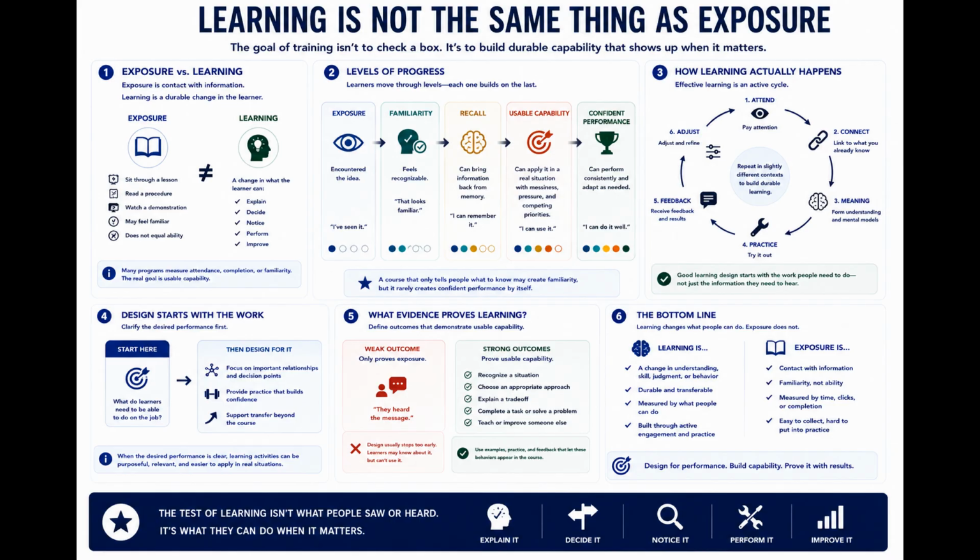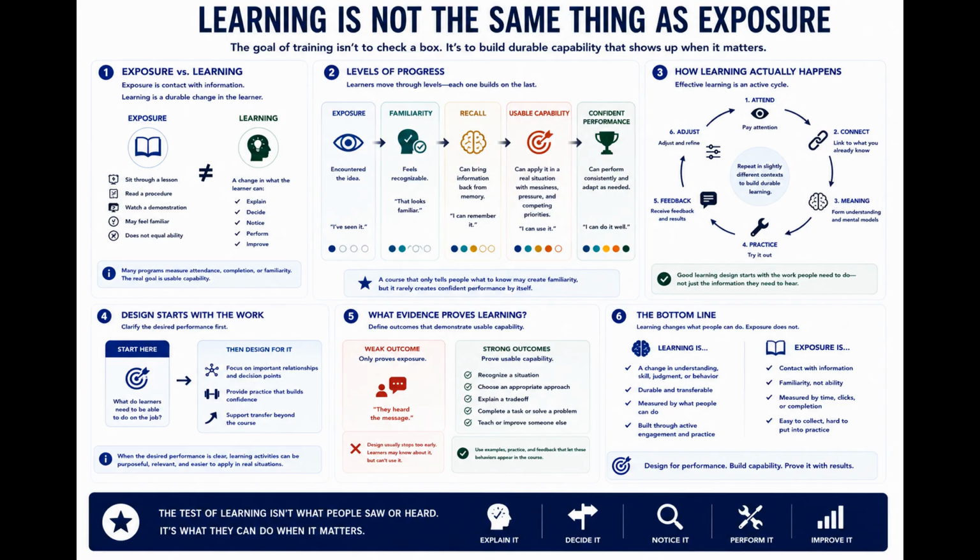There are levels of progress. Exposure means the learner has encountered the idea. Familiarity means the idea feels recognizable. Recall means the learner can bring information back from memory. Usable capability means the learner can apply the idea in a real situation with the normal messiness of time pressure, incomplete information, and competing priorities. A course that only tells people what to know may create familiarity, but it rarely creates confident performance by itself.